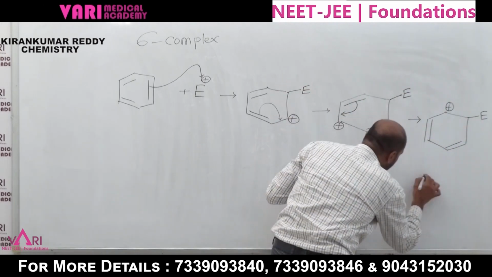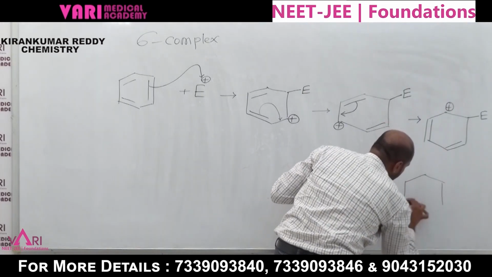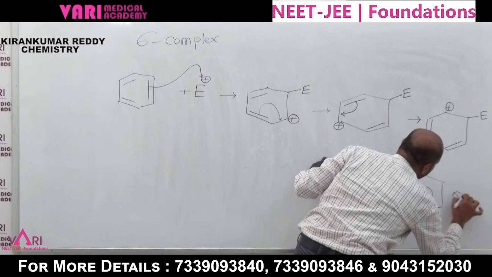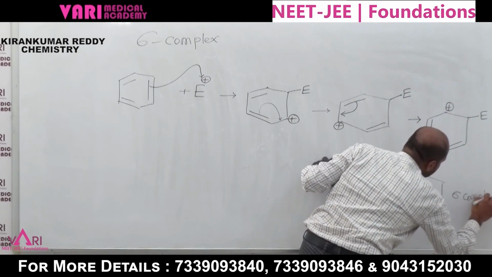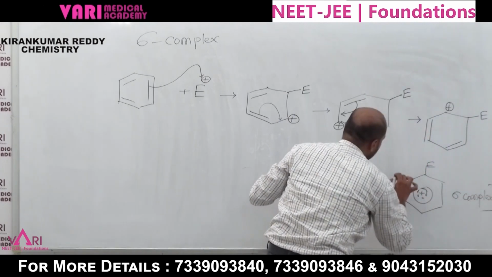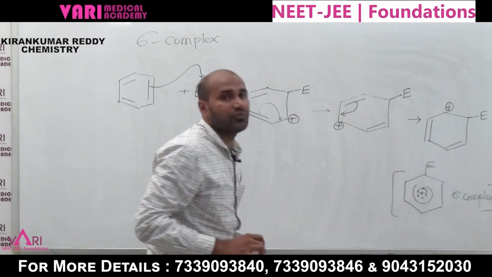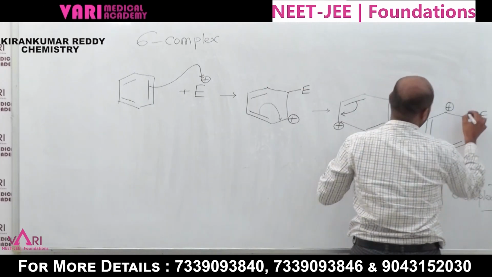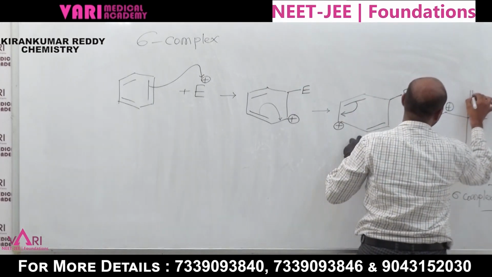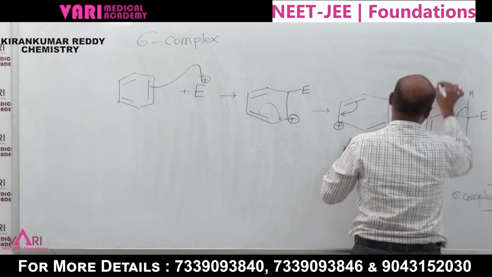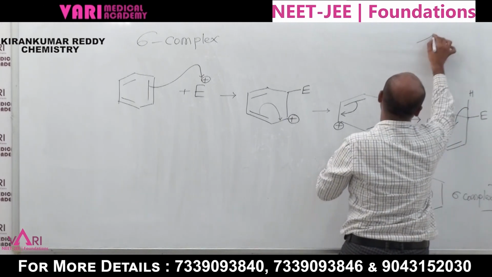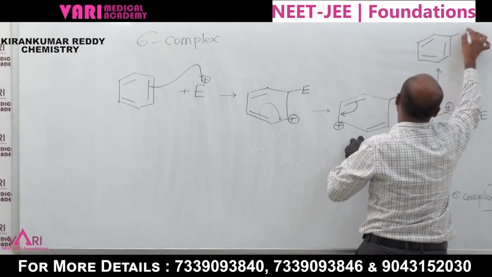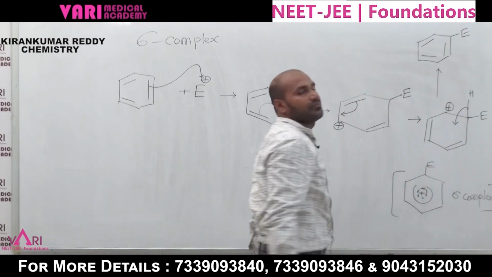Now we can denote it with the electrophile like this. This is the sigma complex. This sigma complex is the intermediate in the aromatic electrophilic substitution reaction. After removal of the proton, this hydrogen is there, removal of proton. What is happening? Removal of the proton, and this one is the product of the electrophilic substitution reaction.